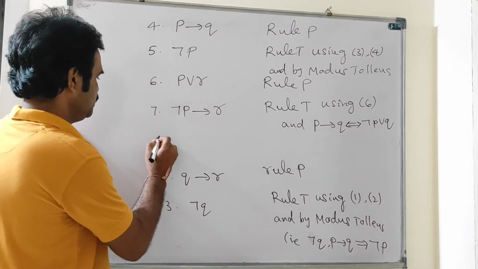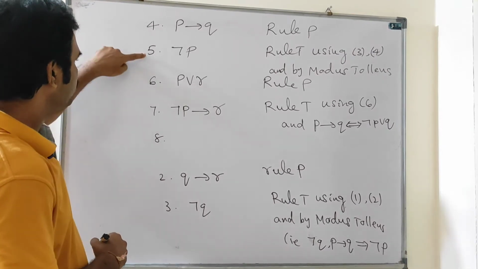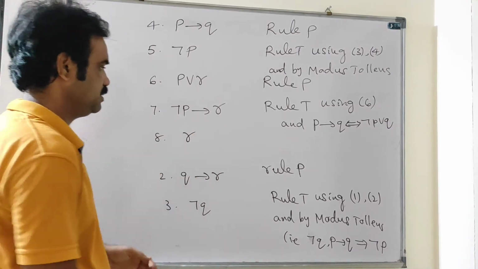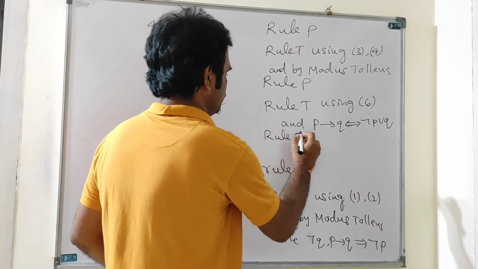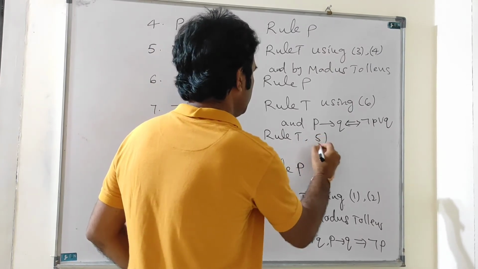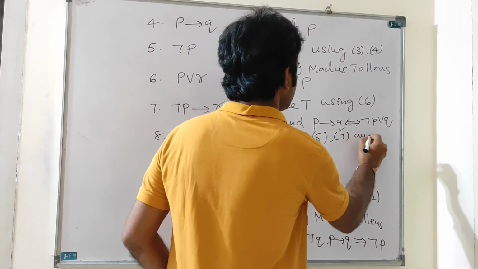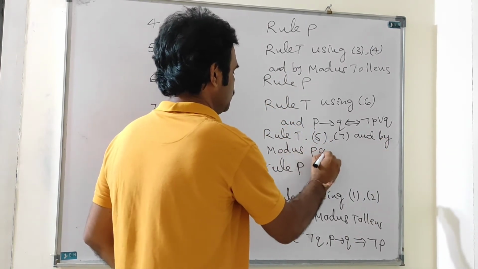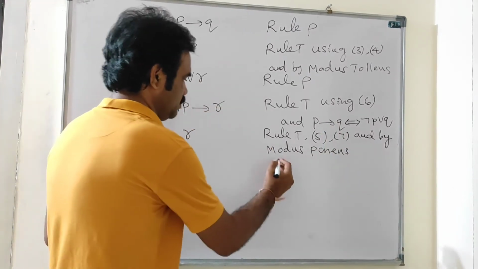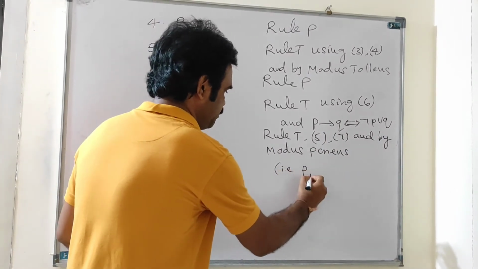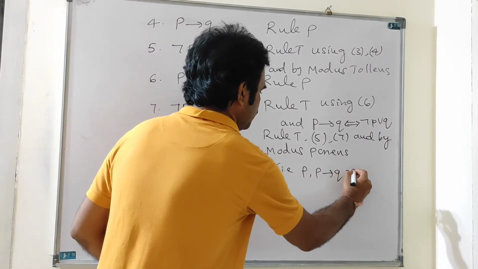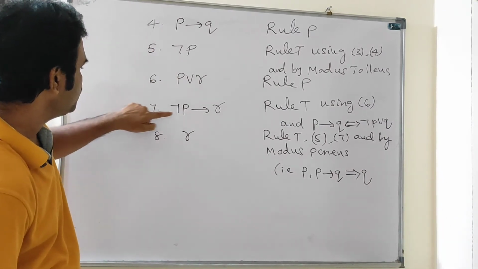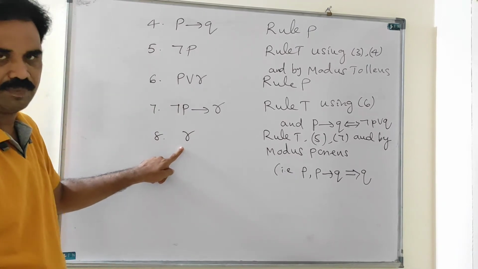Okay. See the next step. The fifth step is negation P. The seventh one is negation P implies R. From this we get R. Rule T, using 5 and 7 and by modus ponens. Modus ponens means P, P implies Q, imply Q. See this: fifth one, negation P; seventh one is negation P implies R. From this you get R by modus ponens.